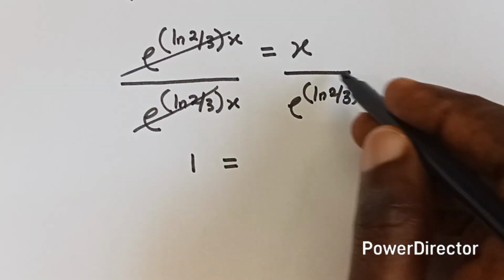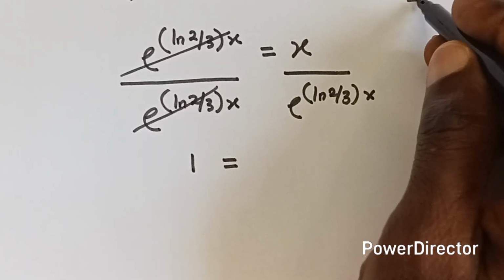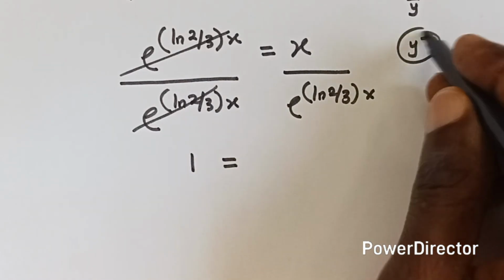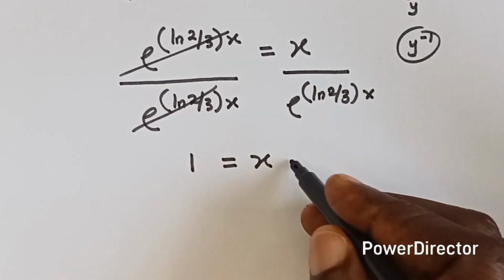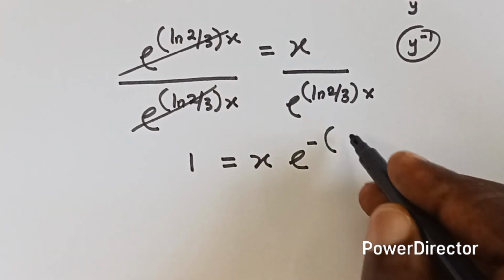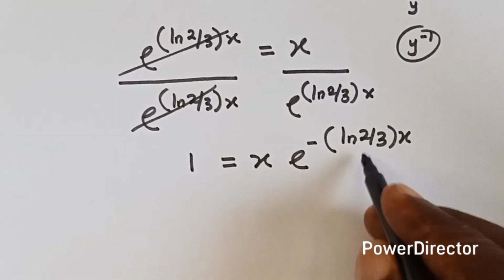Now another way to write this, since this is the reciprocal, if you have 1 over y, you can write it as y raised to power minus 1, and that's what we are writing here. So we have this x, then this will become exponential minus multiplied by this power, which is ln 2 over 3, then times x.